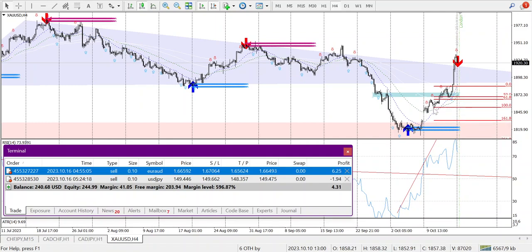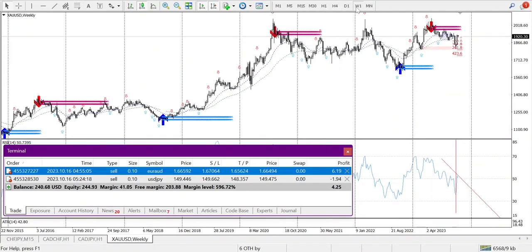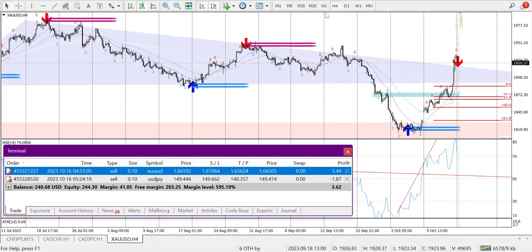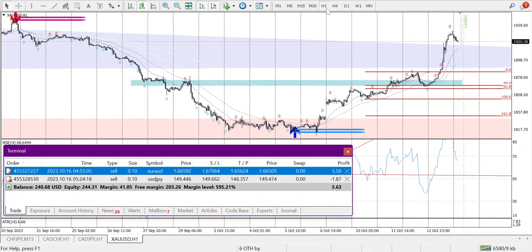Okay, so now nothing to see here. Weekly uptrend, daily up. Oh, it has gone outside the zone. It is not in the triangle anymore. Hour one, this was the hour one trend.